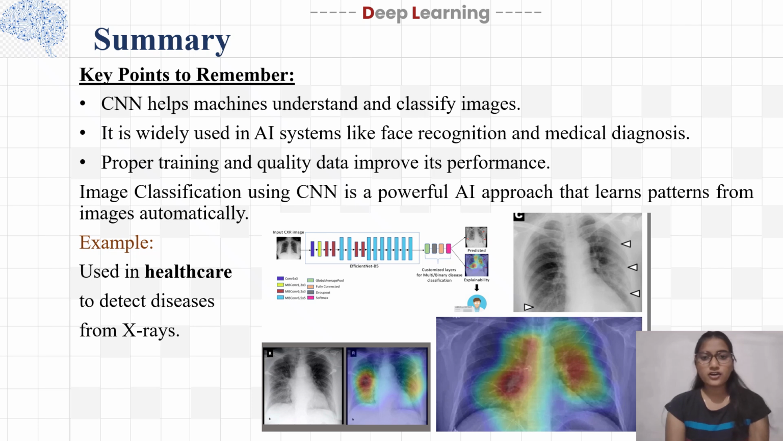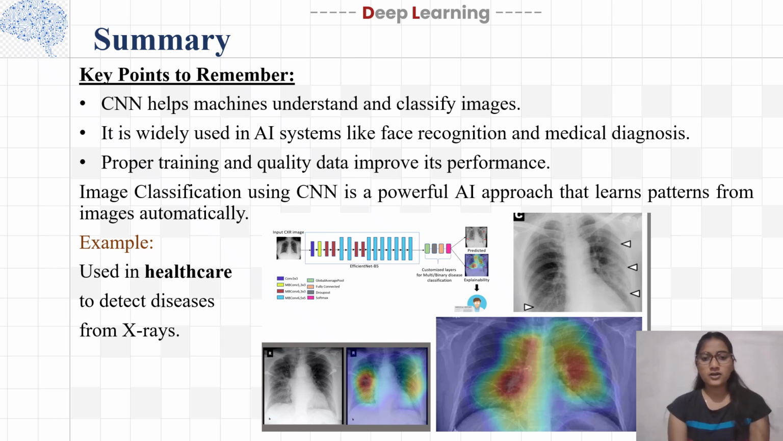Now let's summarize what we have learned so far. Image classification using CNN is one of the important points in artificial intelligence. It allows computers to automatically identify and categorize objects with remarkable accuracy. As we discussed, CNNs have a layered structure, and each layer has a specific job, like convolutional layers for pattern detection, pooling layers for data reduction, and fully connected layers for decision making.